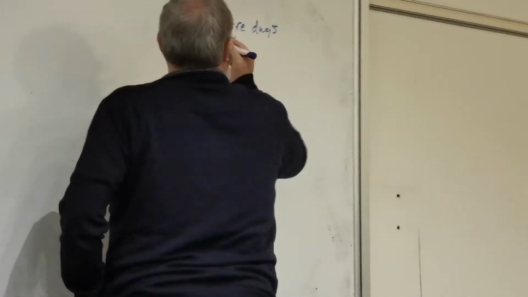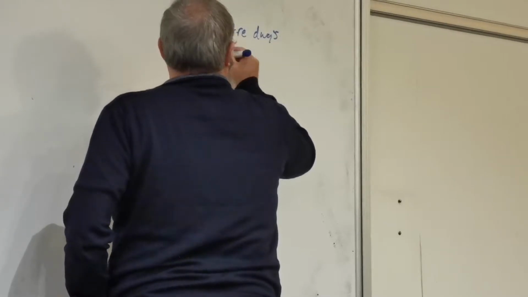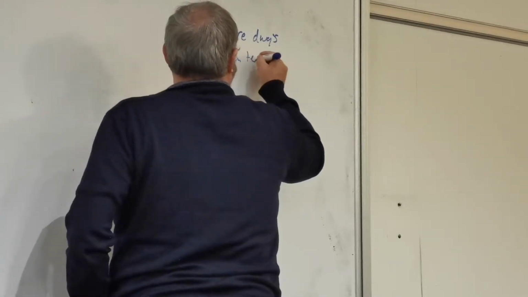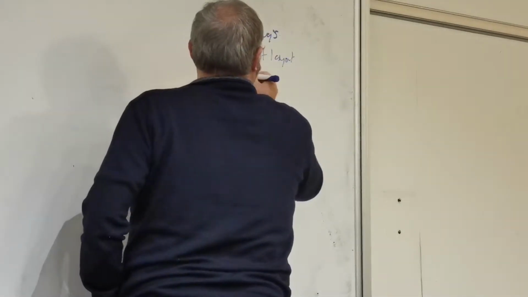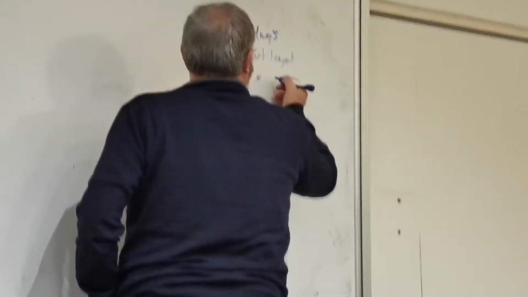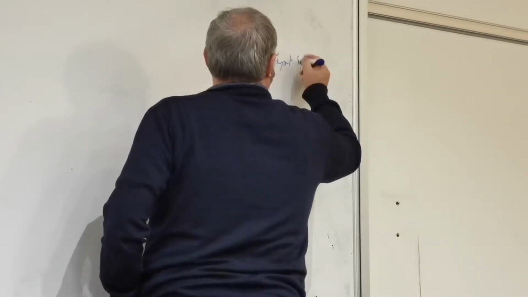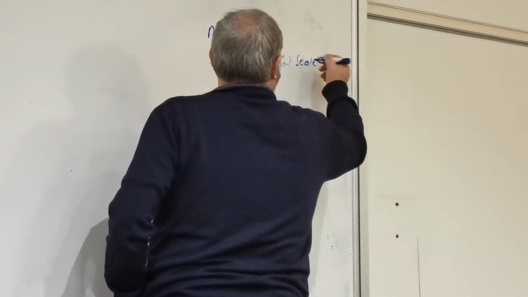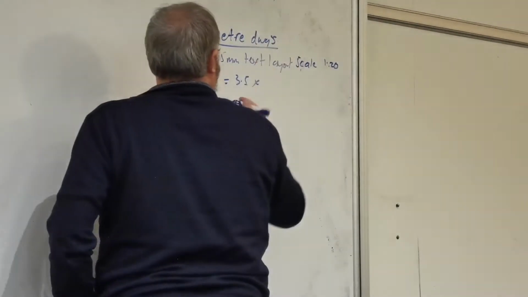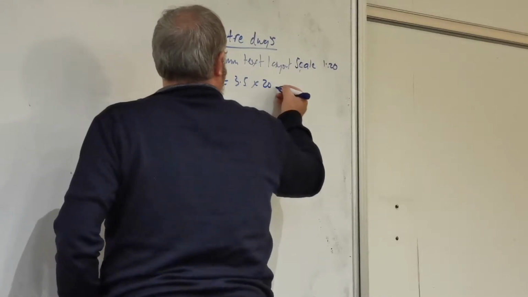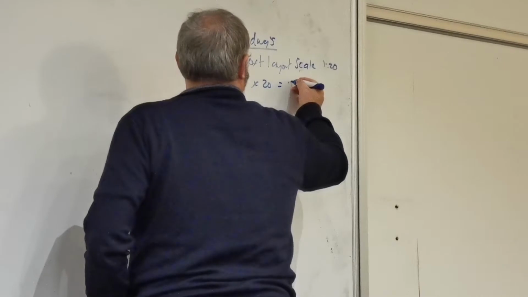if you remember, say 3.5 millimetre text in layout equals 3.5 times the scale. Let's call the scale 1 to 20. So if that was in the metre drawing, it will be 3.5 times 20, which equals 70.